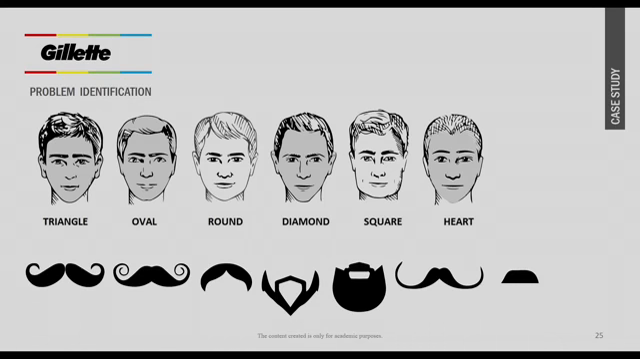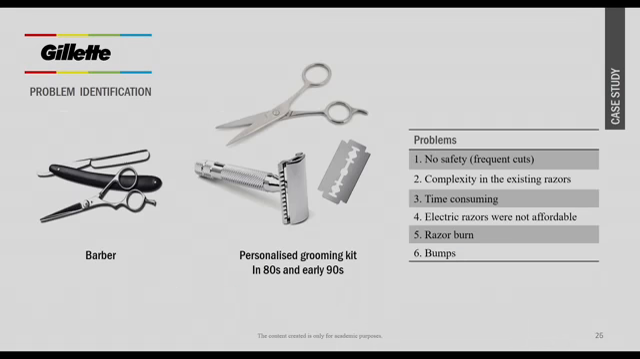Now, we will discuss another case study from Gillette. We will see how companies are doing innovation. So, in Indian scenario, there are different kind of mustache, there are different kind of beards and different kind of face patterns. And in this scenario, it is very difficult to develop a grooming kit. In 80s and 90s, we had in the name of grooming kit this kind of razor, blades and scissor, or we have to go to barber.